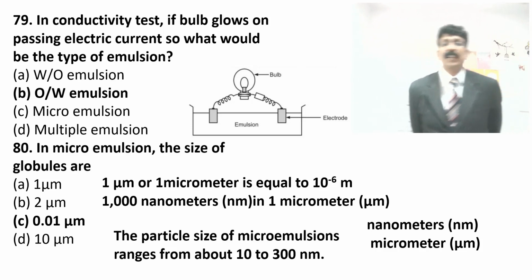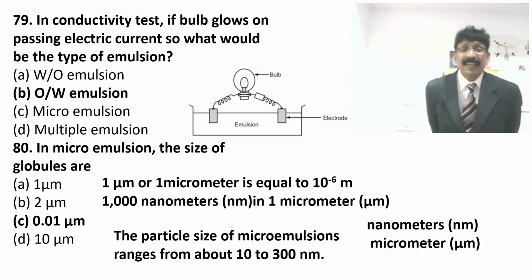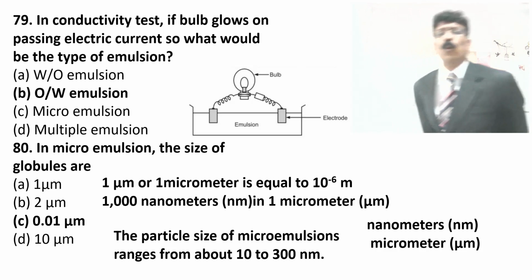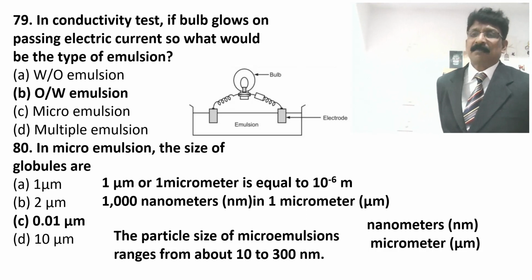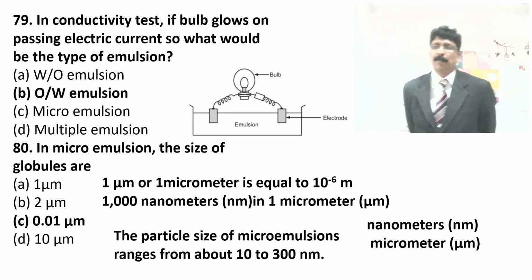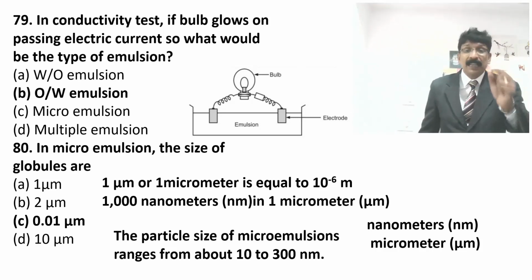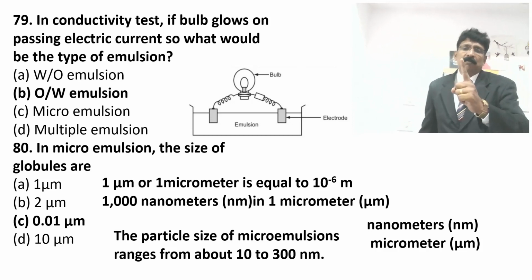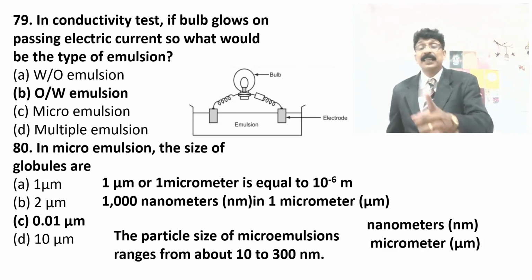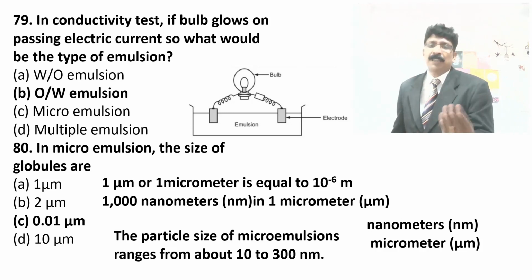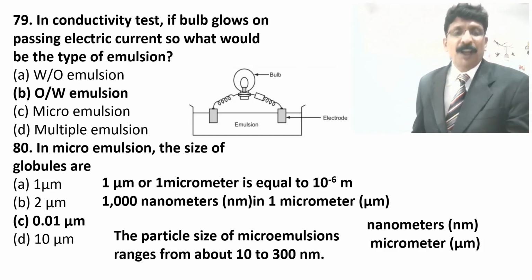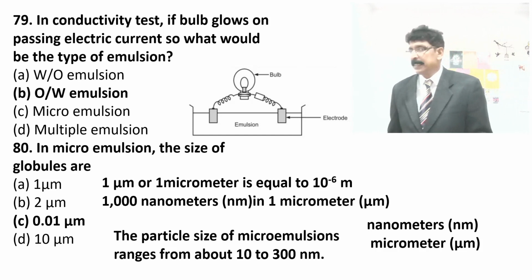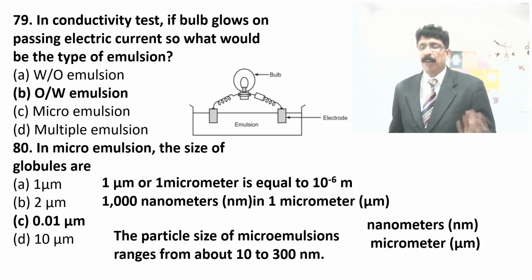So you can see 1000 nanometer is equal to 1 micron, or 10 to the power of minus 6 meter. I want to say that much. Meter is not compared here, you know meter. But here 1000 nanometer is equal to 1 micron. So when you say nanometer, nm, usually they say 10 to 300 nanometer. So the answer is 0.01 micron, which means 10 nanometer.